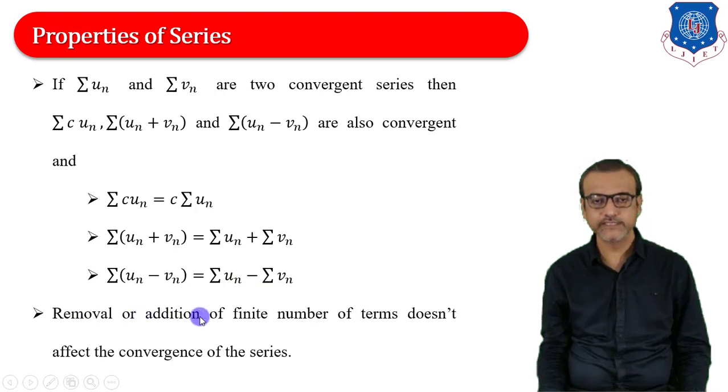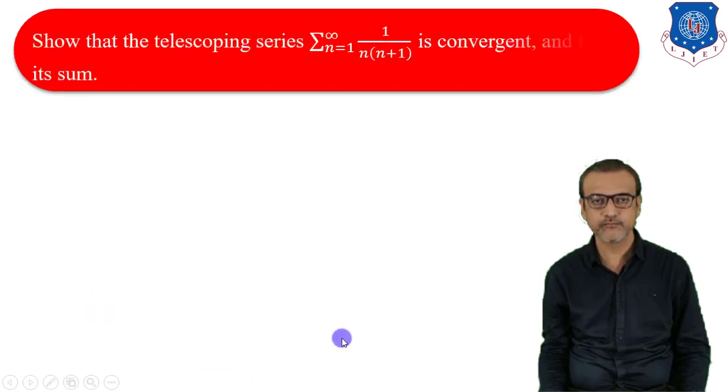Removal or addition of a finite number of terms does not affect the convergence of the series. If you add some terms to the series sigma un, or if you remove some terms of the series un, then there won't be any effect on the convergence of the series. So these all are properties of series.